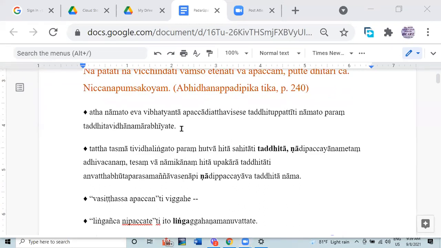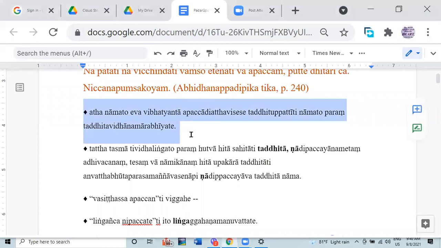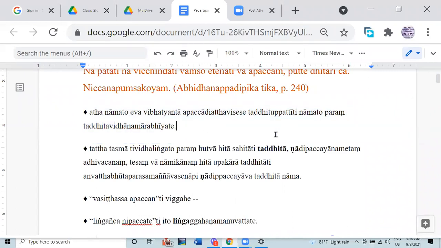Okay. Let's move to the paragraphs in the Padarūpasiddhi. Atha nama to wa ya, atha nama to ewa vibhatyanta abhajadi atha visese and taddhitakaṇḍa, okay? Taddhitakaṇḍa nama to param taddhita vidhana marviyate. Okay, read that with another video. Now, firstly, we should read up to Taddhitakaṇḍa.